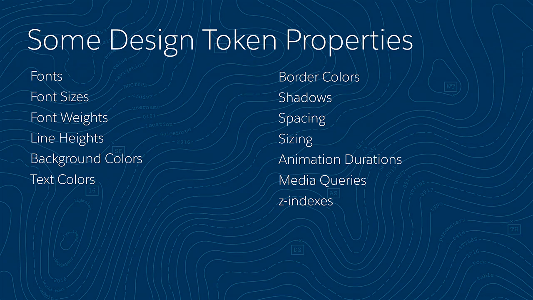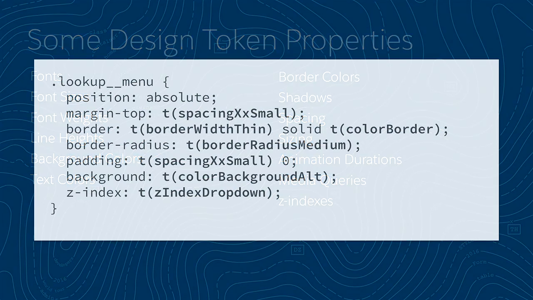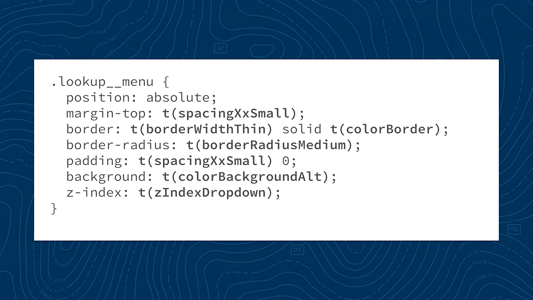So when you're using tokens within your own CSS classes, it looks something like this. You can use them within the Lightning platform. All of the RCSS is now in core, so the tokens are available there as well. You'll use the format you see here. It's a T with token name in parentheses.